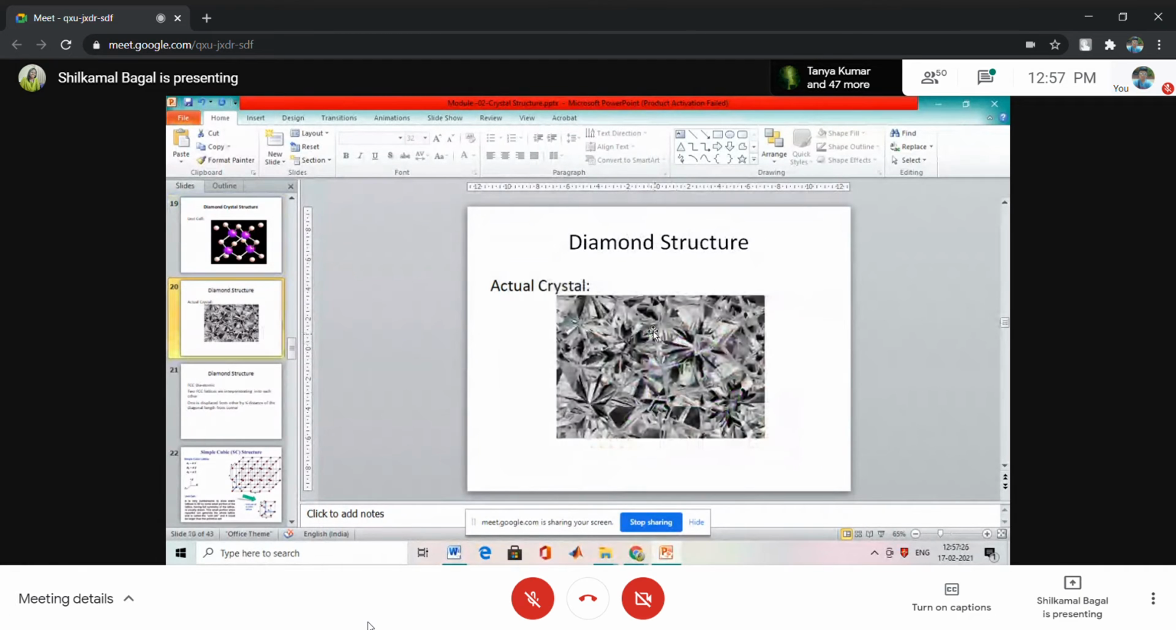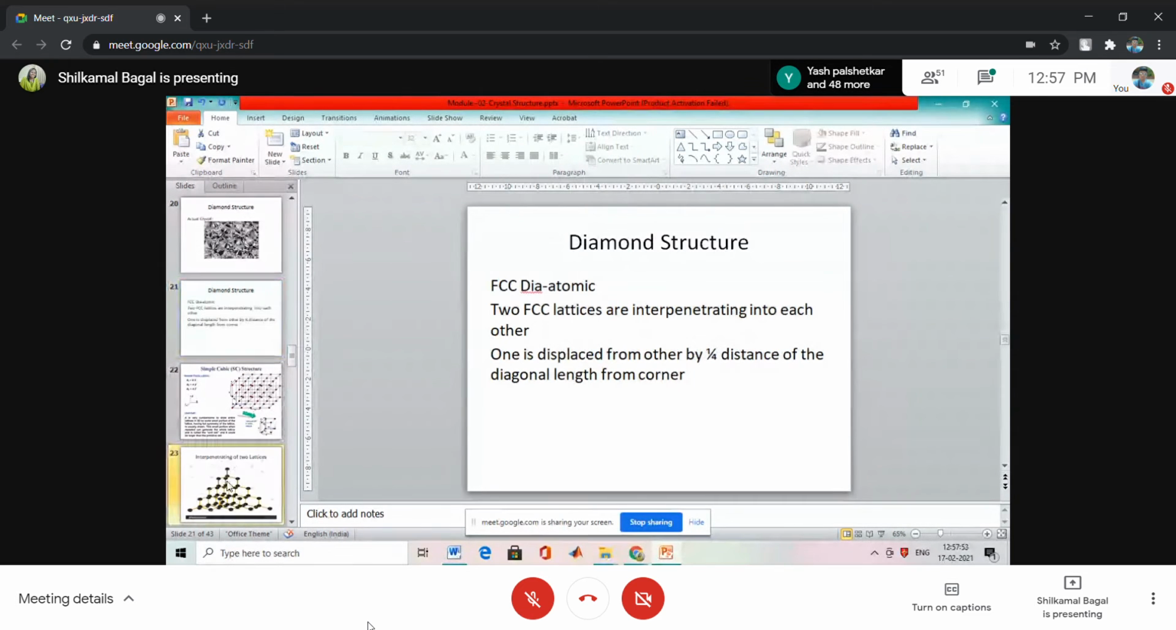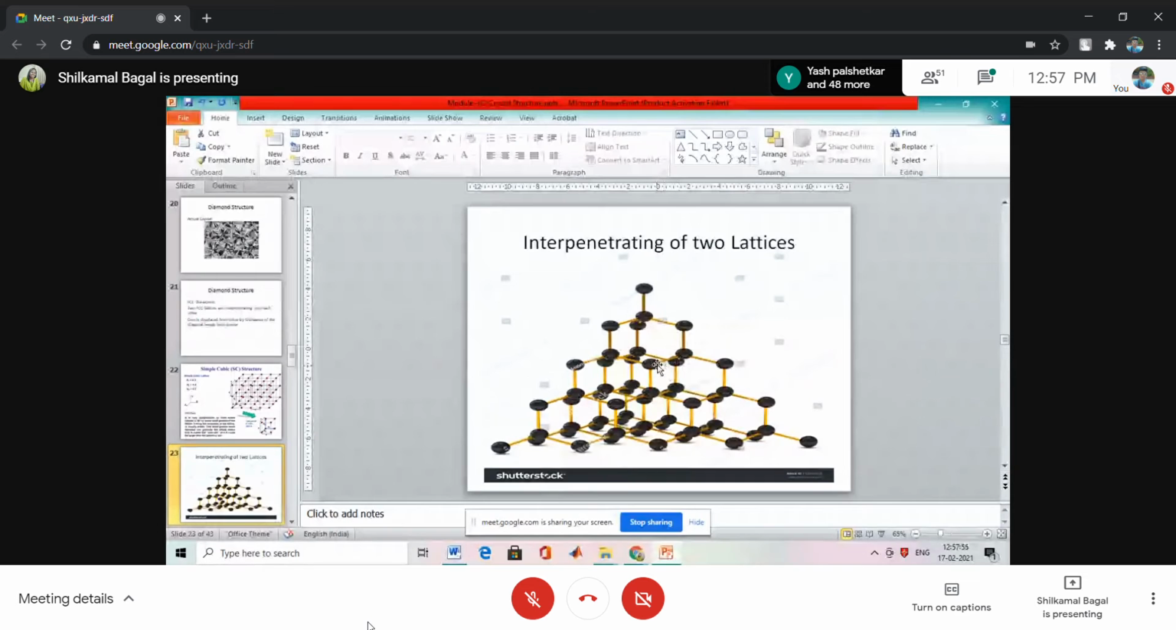Actually, we can see diamond like this. Okay, practically. This is FCC diatomic. 2 FCC lattices are interpenetrating into each other, and one is displaced from the other by 1/4 distance of the diagonal length from the corner. And this interpenetrating of these 2 lattices will be like this. See, one unit cell is displaced from the other by 1/4 distance.